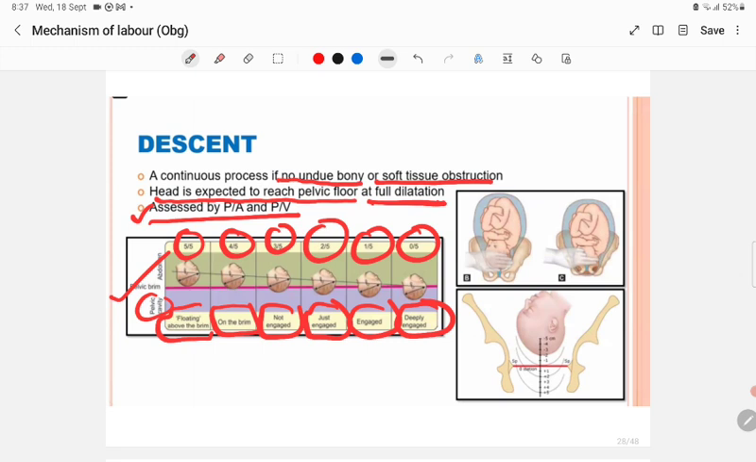Just engaged is 2 by 5, 1 by 5 is engaged. First, 5 by 5 is a floating head. 4 by 5 is on the pelvic brim, just entering. 3 by 5 is not engaged. 2 by 5 is just engaged, and 1 by 5 is engaged. 0 by 5 is deeply engaged. These are the stations: minus 5, minus 4, minus 3, minus 2, minus 1, 0, plus 1, plus 2, plus 3, plus 4, plus 5.